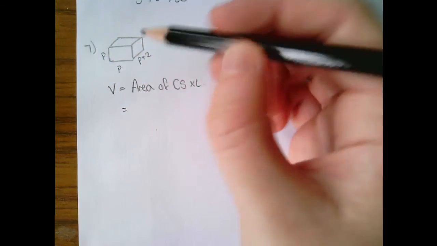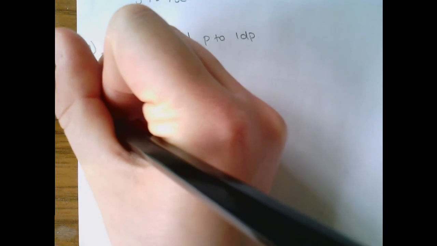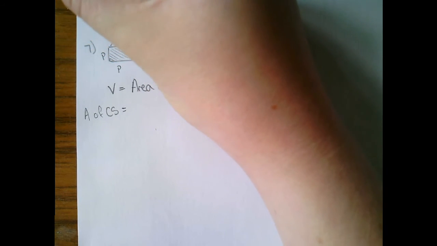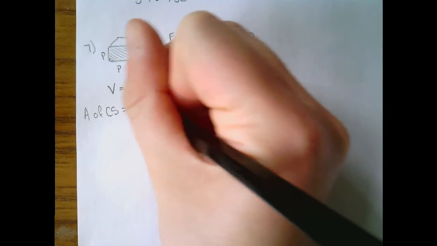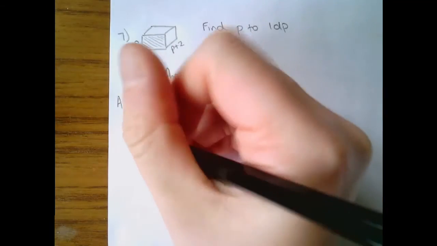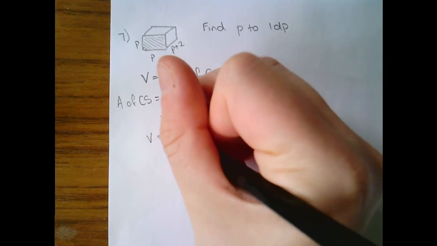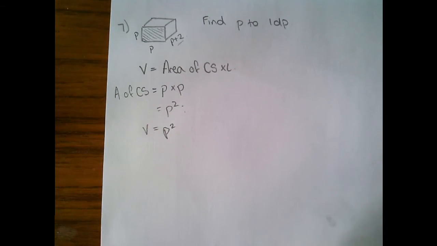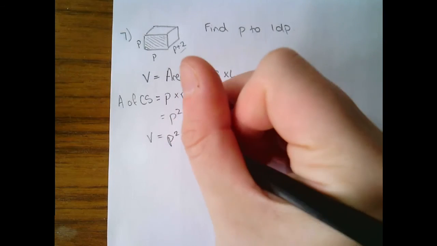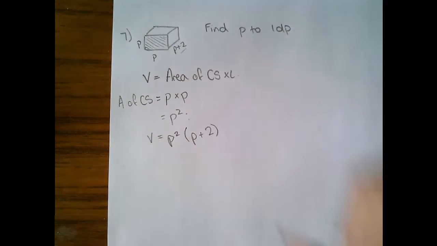So we know that our cross-sectional area, so we'll start with the area of cross-section, and our cross-section in this one is this face here. It is the same face all the way through. So that's p times p, which is p squared. So our volume then is going to be p squared, and then our length is going to be this one here, p plus 2, so we're going to multiply that by p plus 2.